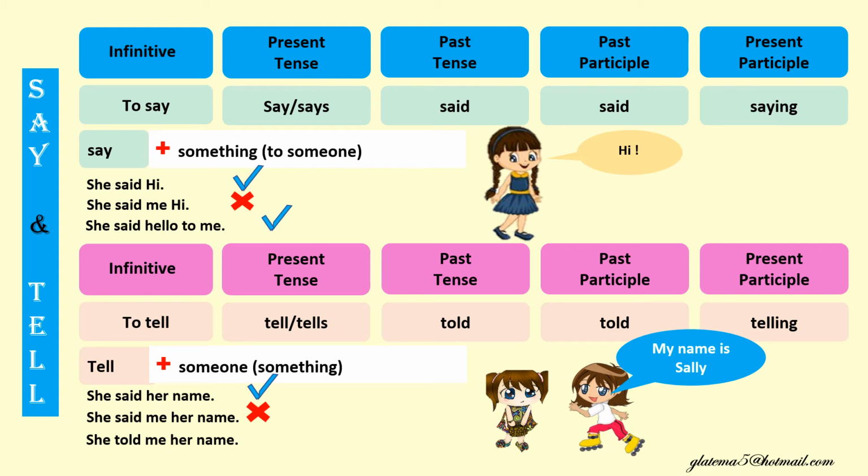Then we have, she told me her name. After tell, we have to mention someone, so told me is correct. Okay? So as a conclusion, remember: say something to someone, or tell someone something.